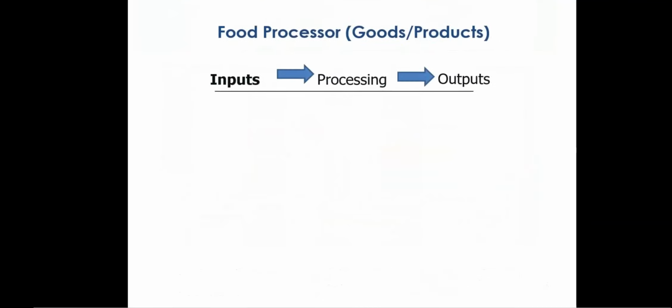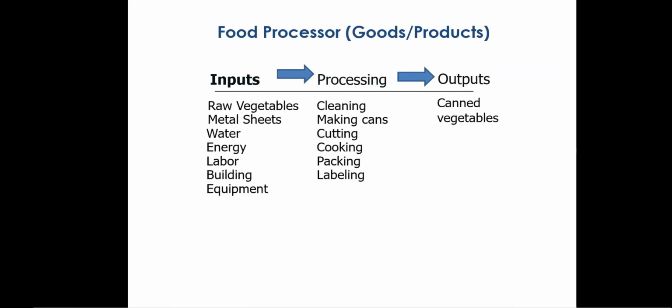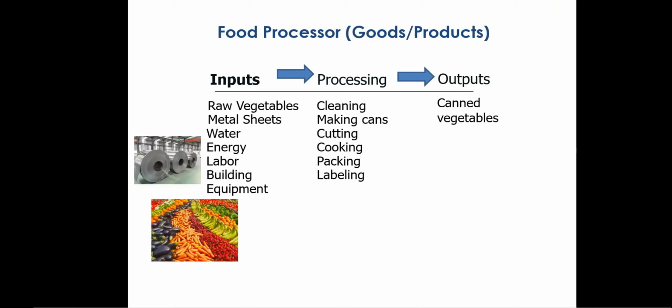All right, let's look at one example. We look into goods or product. So we choose canned vegetables. The first part is the input. We have raw vegetables, okay? We need all the veggies to be cut up. And then we also need this metal sheet. What is the metal sheet for? To make the can, okay? And also we need water, energy, labor, and so on.